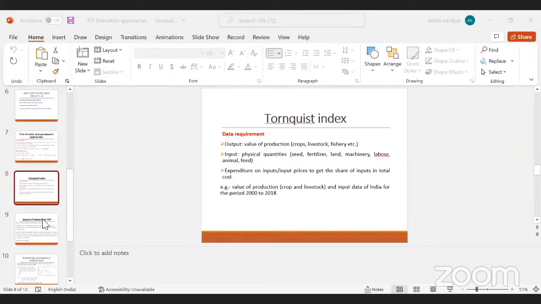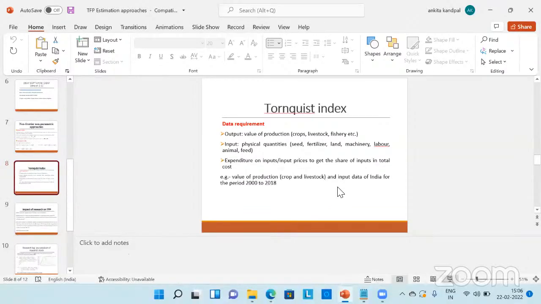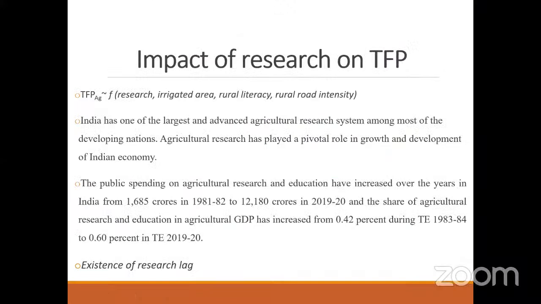Next is the impact of research on TFP. TFP is affected by a lot of factors like research, irrigated area, literacy, terms of trade, rural road intensity, etc., and education also. Research is one of the most important factors that affect the total factor productivity of the agriculture sector, especially in developing countries, as it is mostly publicly funded.